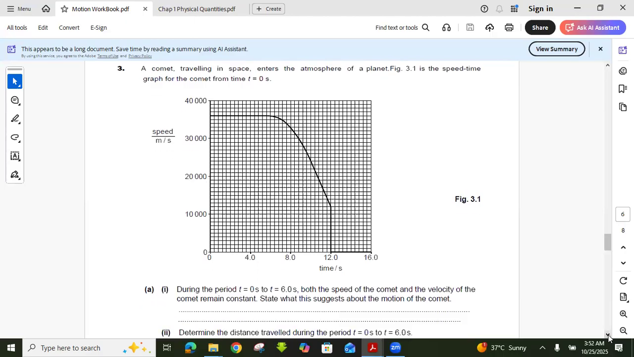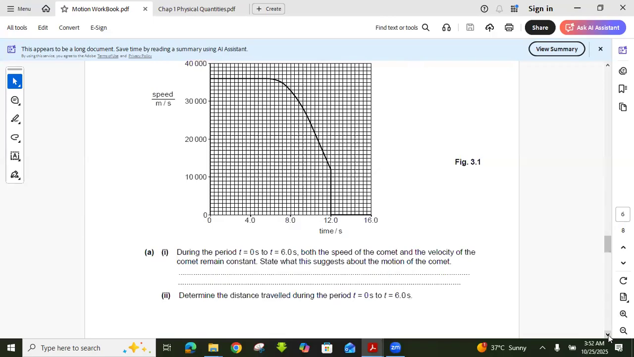Okay. So first of all, during the time 0 to 6 seconds, both the speed and the velocity of the comet remain constant. And we can see that it's constant because till 6 the line is exactly straight. What does this suggest about the motion of the comet? What do you think? What is the motion of the comet at that point?